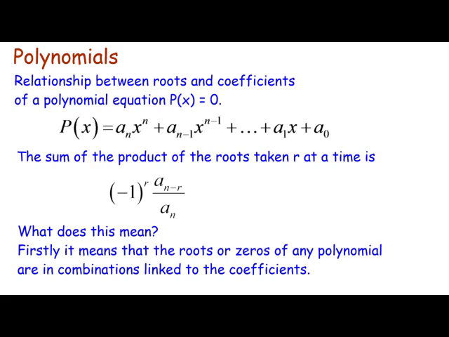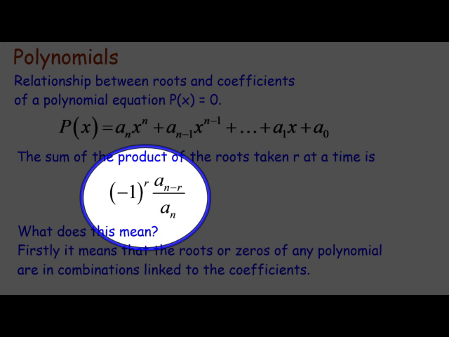This one here, okay, now this is quite a complicated expression, which just basically means that we've got an alternating sign of the roots, and we have to take them what's called r at a time. Now this concept of taking the roots r at a time sometimes is a little bit complicated, but we'll go through a few examples and try and explain what this means.